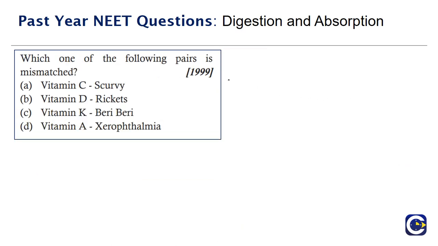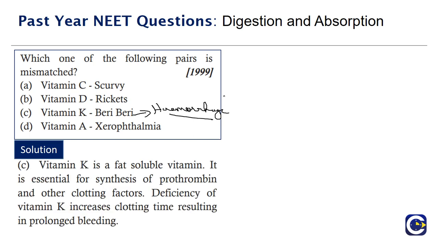Which one of the following pairs is mismatched? Options given are vitamin C, scurvy; vitamin D, rickets; vitamin K, beriberi; or vitamin A, xerophthalmia. So we know vitamin K deficiency causes hemorrhage, not beriberi. Beriberi is due to deficiency of vitamin B1, not vitamin K.